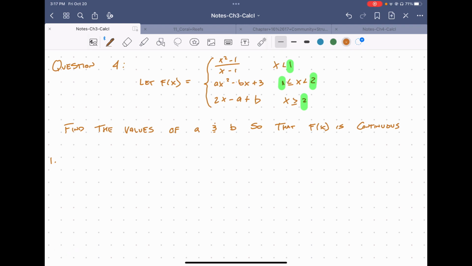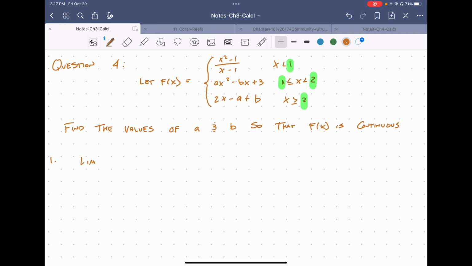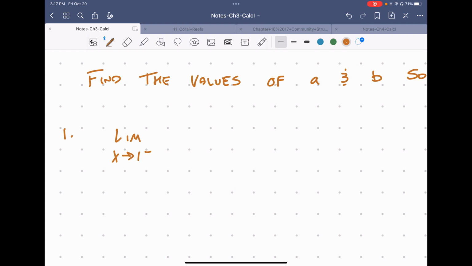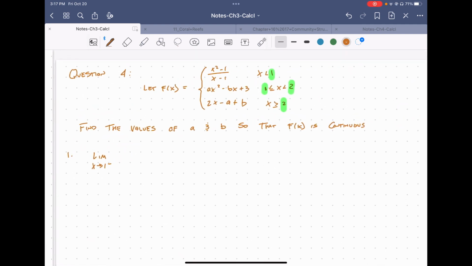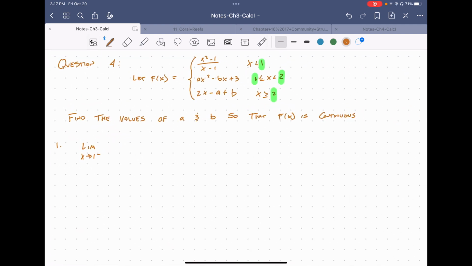So I want to take the left limit of the number 1. This little negative sign after the 1 means the left. Similarly, if I wanted to do the right, I could write a positive. But for this first step, we're doing the left limit. Now, when taking the left limit, that doesn't mean we're taking a negative 1, but it does mean we're taking all the values to the left of 1.